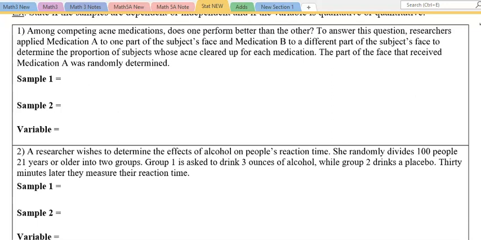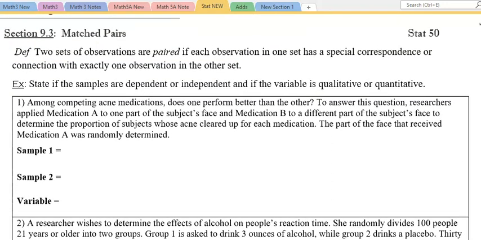Alright, section 9.3 talks about matched pairs. We define two sets of observations as paired if each observation in one set has a special correspondence or connection with exactly one observation in the other set. An example, we have three of them. State if the samples are dependent or independent, and whether the variable is qualitative or quantitative.